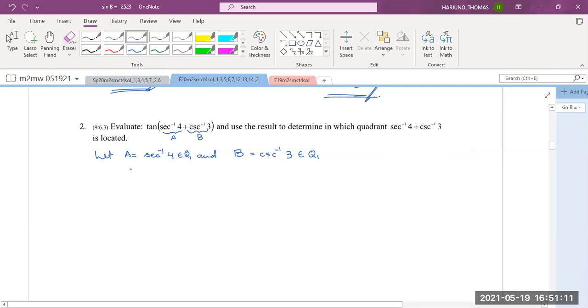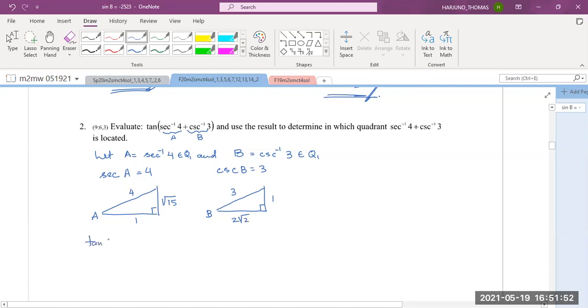Now then, let's set up the triangle first. Secant A equals 4. Therefore, we get this triangle. Secant is the reciprocal of cosine. So this is 4, this is 1, that's square root of 15. Now cosecant B is 3. That's the reciprocal of sine. So this is 3, this is 1, this is square root of 8, 2 square root of 2.